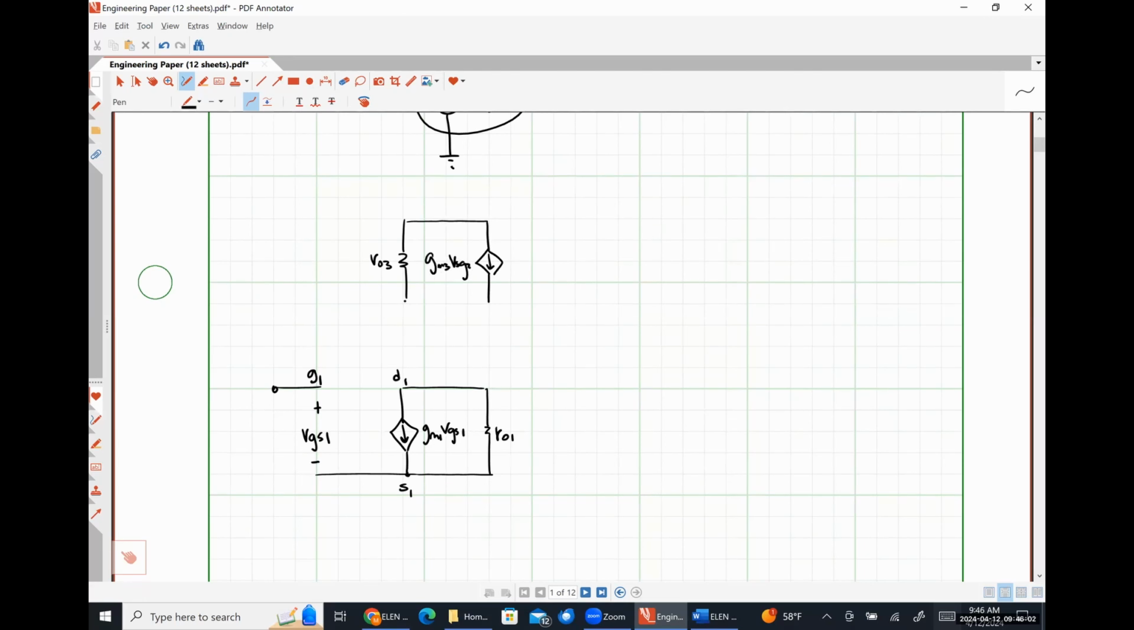GM3, VSG3, and let's see, here's the source of 3, which we know is at AC ground because it's at our supply voltage. We know that the drain of transistor M3, so this would be the D3 node, is tied to the drain of transistor M1. So I'm just going to tie these guys together with a short circuit here.